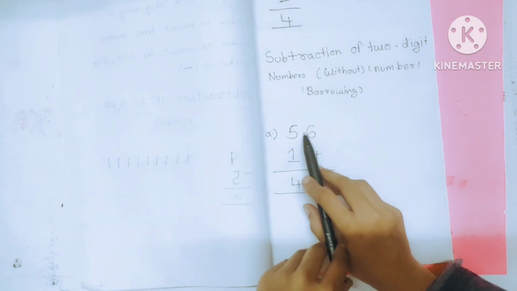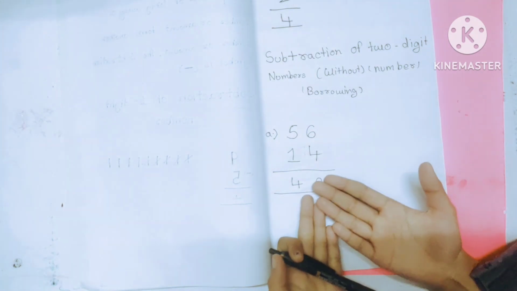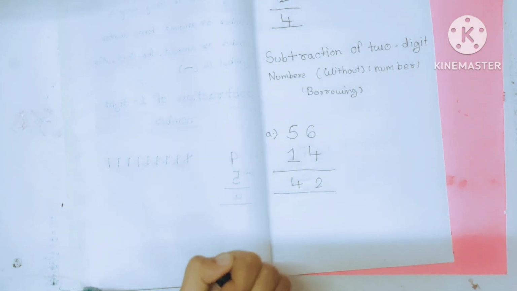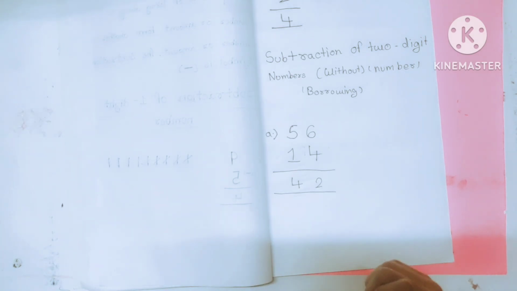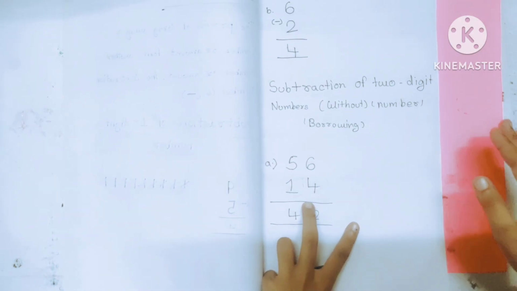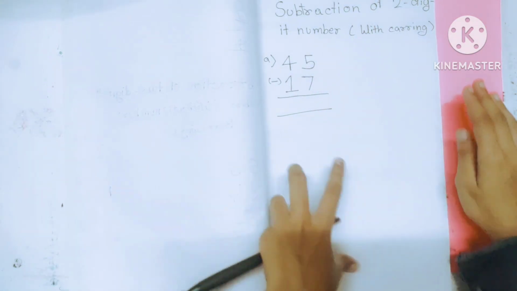So 56 subtracted by 14 equals 42. That's what I told you about 2-digit number subtraction without borrowing. With this number we have no borrowing. So let's take one more example.